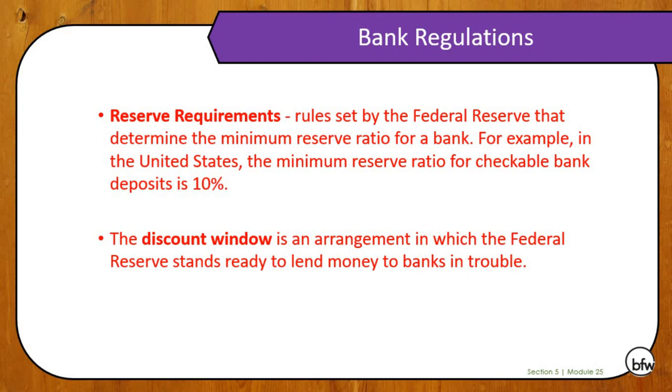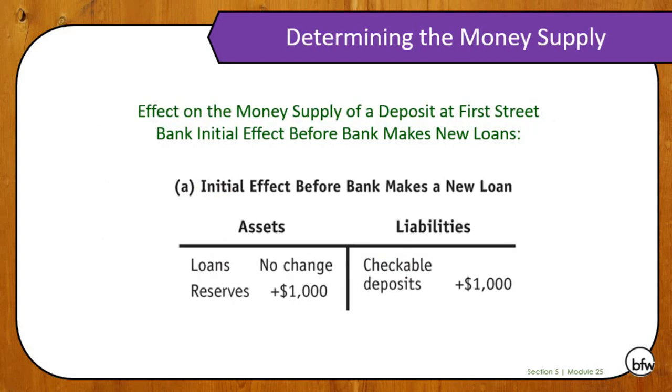Now, reserve requirements are rules, again set by the Federal Reserve, that determine the minimum reserve ratio for a bank. The discount window is an arrangement in which the Federal Reserve stands ready to lend money to banks in trouble. Let's say the Bank of Wiley had a run on it and only had $10,000. They could borrow the other $90,000 from the Federal Reserve to cover their deposits temporarily, and then pay them back over time plus interest. So that's what the Federal Reserve does to help keep banks afloat.